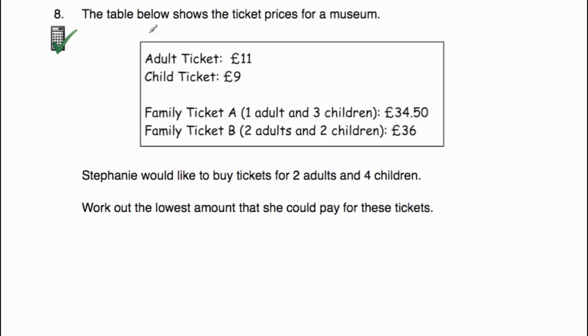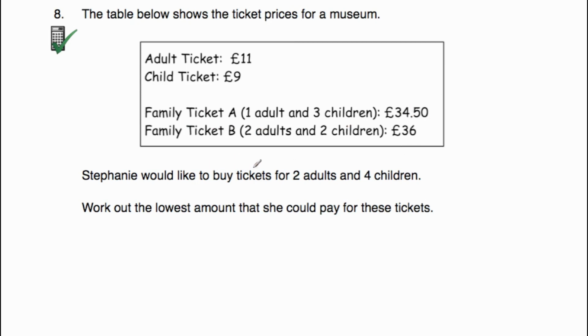Okay, let's have a look at our next question. So question number 8, the table below shows the ticket prices for a museum. So we've got this museum and it's £11 for an adult ticket, it's £9 for a child ticket, and there's two options for family tickets. You can get family ticket A, which is 1 adult and 3 children, or you could buy a family ticket B, which is 2 adults and 2 children, and we've got their prices.